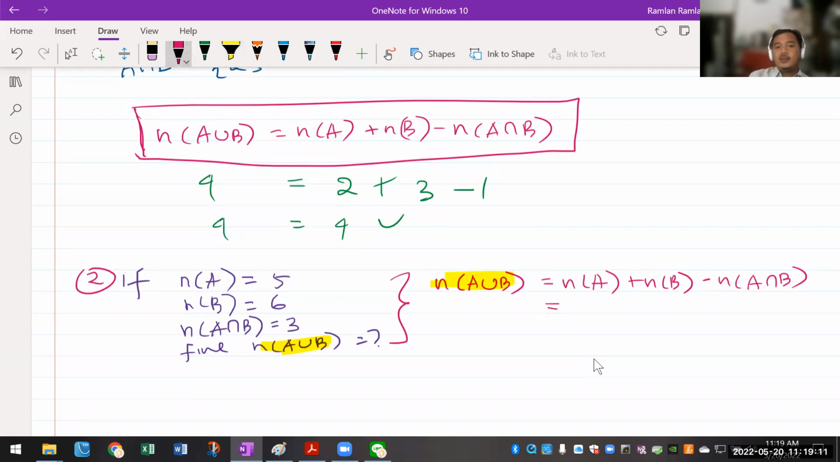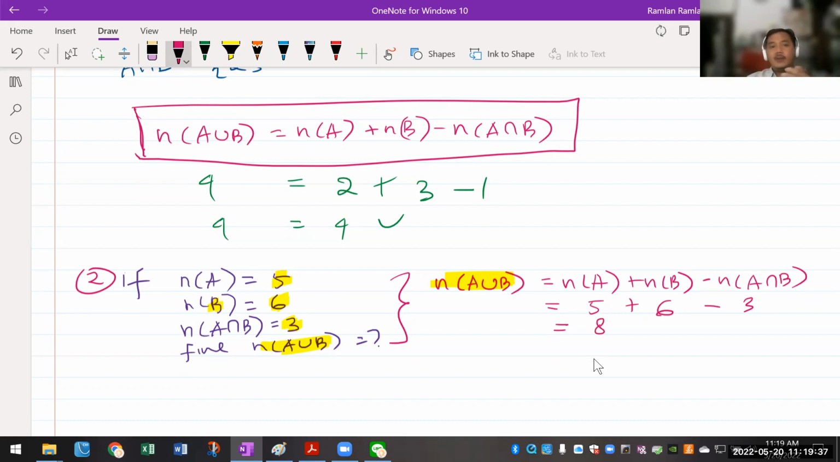So that will be equals to NA. This one is NA, it's 5, so put 5 there. The next one is NB, which is 6. And then minus N(A intersection B), which is 3. Then you only need to calculate: 5 plus 6 is 11, 11 minus 3 is equals to 8. That's it. Pretty easy, right?